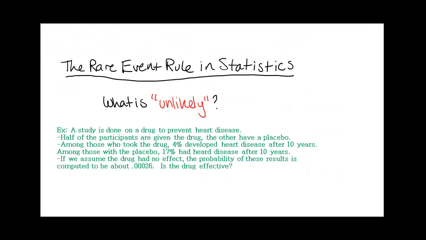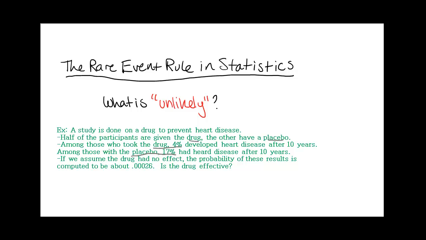The other thing I want to talk about in this video is sort of why we care about probability when we're talking about statistics. And this relates to what's called the rare event rule in statistics, or what we mean by saying something is unlikely. So to see what this is really talking about, I have a little sort of fictional scenario here. We've got a study done on a drug that's supposed to prevent heart disease. So half of the participants are given the drug, half are given a placebo, and the people who took the drug, 4% of them developed heart disease after 10 years. The people who took the placebo, 17% had heart disease.